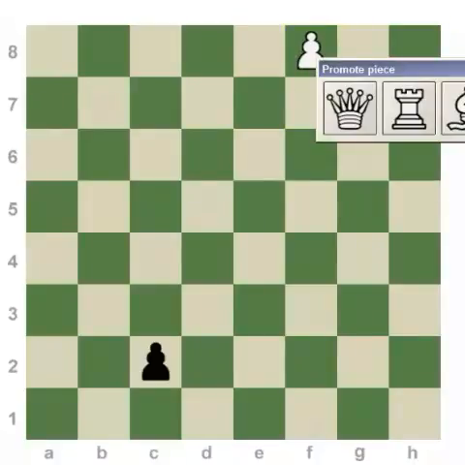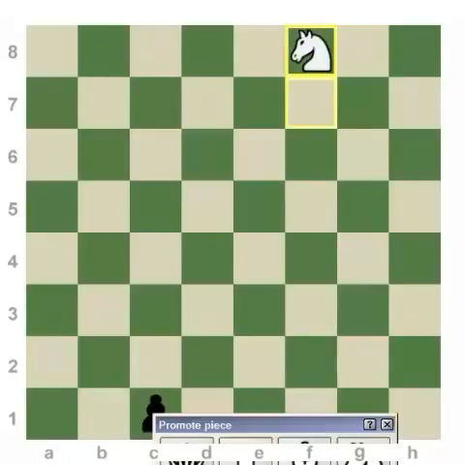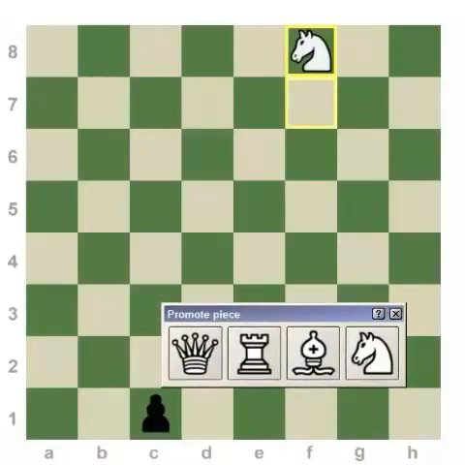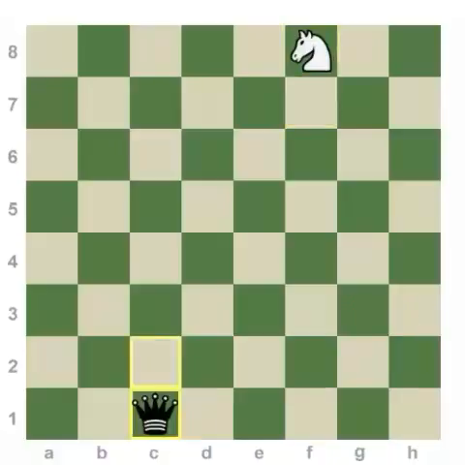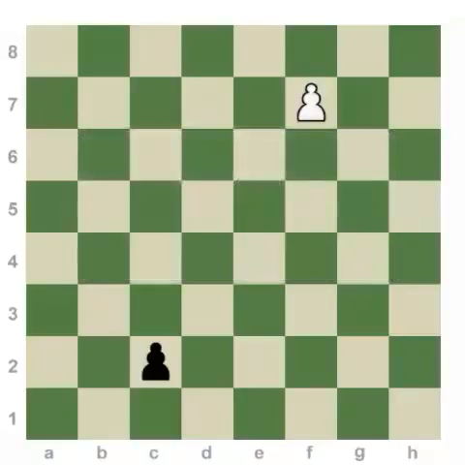You'll notice that black also has the same option if he perhaps has a pawn that reaches the 1st rank. In this case, black has the option to choose between a queen, rook, bishop, or knight, just as white did. Most often, you'll see a pawn promotion occur with one side choosing a queen. However, there are cases of under promotion where you may choose to promote to a rook, knight, or bishop.